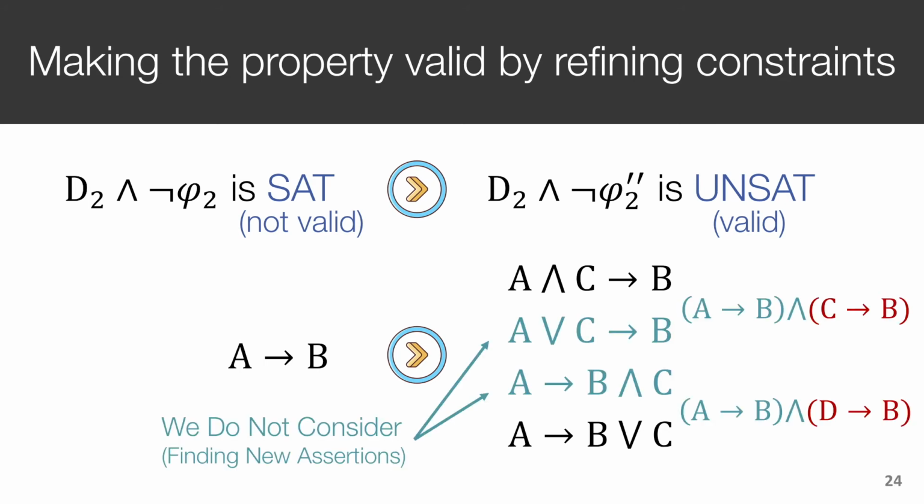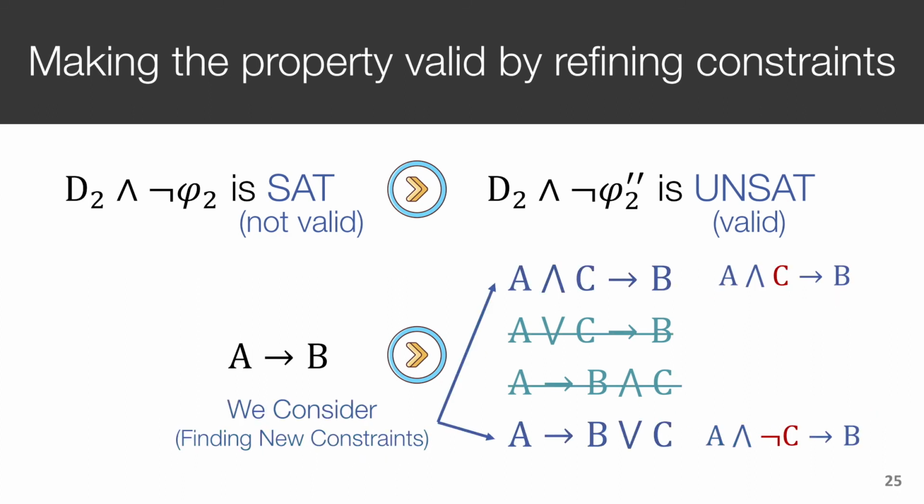We do not consider the second and third case here, because when we rewrite these 2 cases, it is basically the original assertion A implies B and something new. And this is equivalent to finding some new assertions, and this is not the case of doing translation. And we only consider the first and fourth case here. They are equivalent to finding some new constraints.